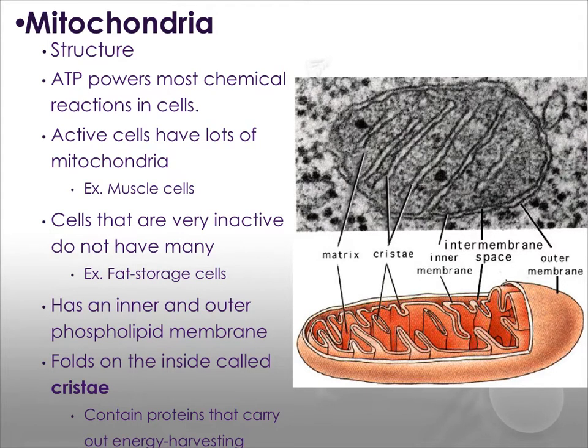It has an inner and outer phospholipid membrane. Folds on the inside are called cristae. It contains proteins that carry out the energy harvesting reactions. So that's where the energy is actually made. The ATP, okay, is getting energy here along these cristae.